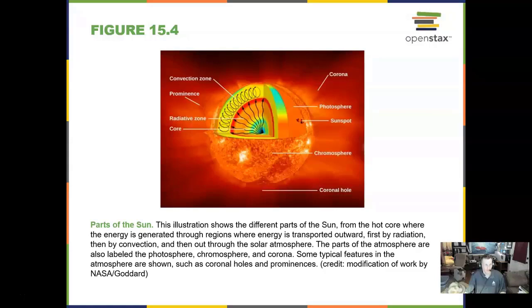These are the various parts of the Sun. On the inside, we have a core where thermonuclear fusion is going on. We have two energy zones, the radiative and convective zones. How they work to transport energy is different. In the atmosphere and surface, we have the corona, a very hot atmosphere. Inside that, the chromosphere and photosphere, the visible surface of the Sun. And on that photosphere, we have sunspots, dark areas that are cooler areas on the Sun.